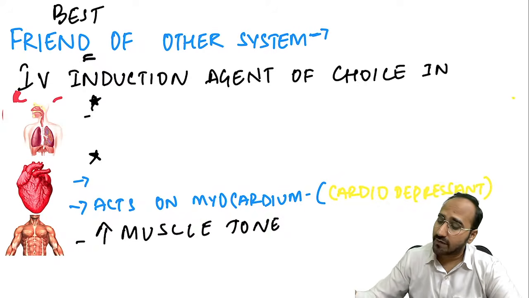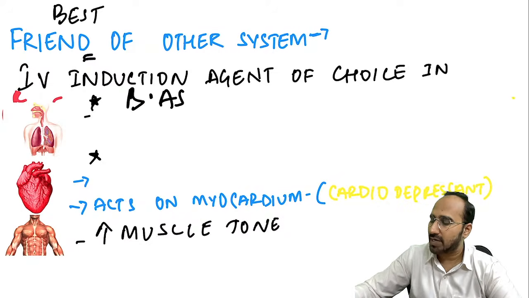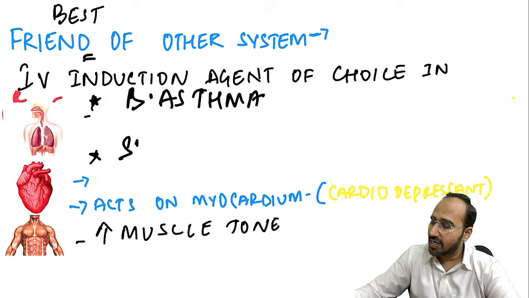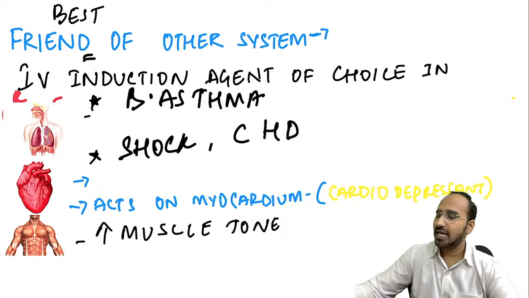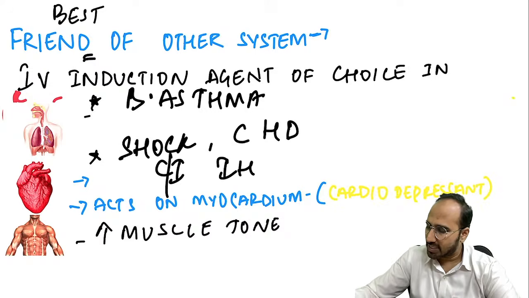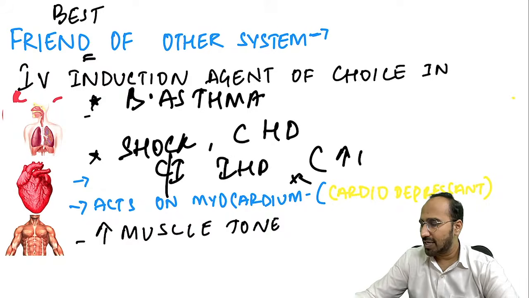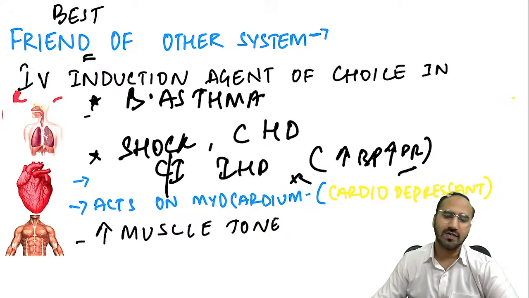As it is the best friend of other systems, ketamine is an IV induction agent of choice for bronchial asthma. Ketamine is also an IV induction agent of choice for shock as well as cyanotic heart disease. But again, ketamine is contraindicated in ischemic heart disease. Why? Because it is a cardiostimulant. If you give it, what will it do? Ketamine increases the BP and pulse rate. Hence, we are not giving it in ischemic heart disease. In cyanotic heart disease, you can give ketamine.